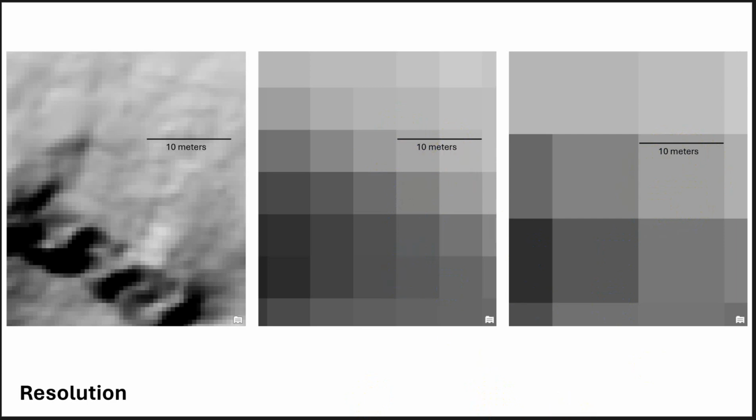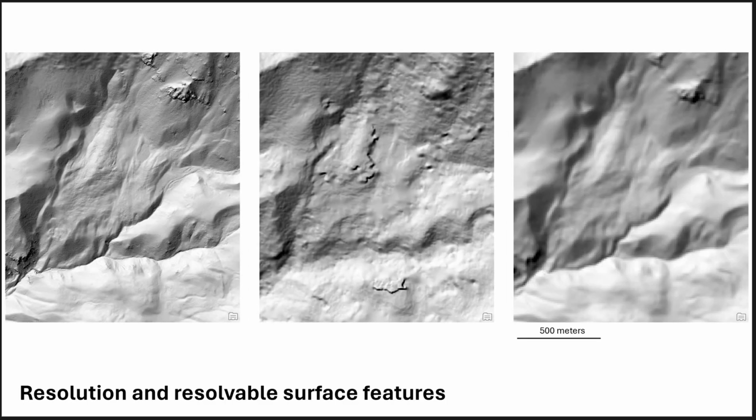And then pop quiz. How many pixels does the 10-meter scale bar span in width on the half-meter LiDAR data set? If you guessed 20, ding, ding, ding, 5 points to Gryffindor. That is correct. Okay, here we've zoomed out from 10 meters to 500 meters.